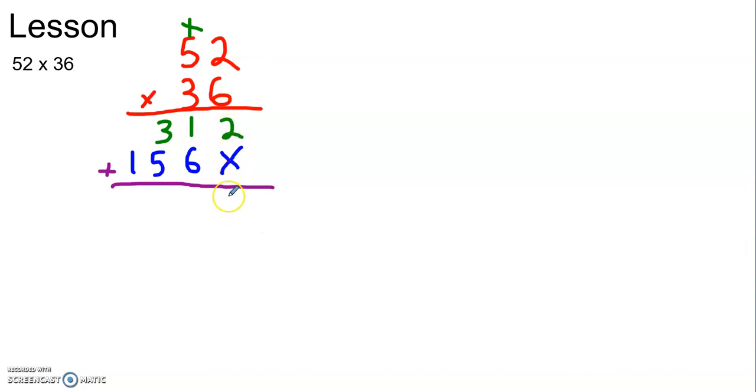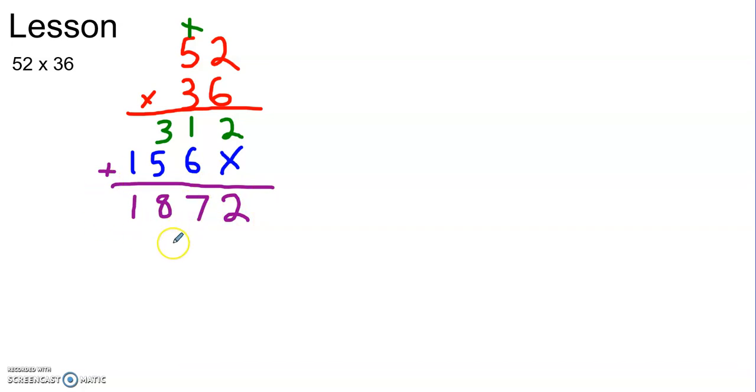So 2 plus 0, or 2 plus X, will give me 2. 1 plus 6 gives me 7. 3 plus 5 is 8. There's no number here, so that's a 0. 0 plus 1 is 1. Now that I'm done, I know that this is my answer.